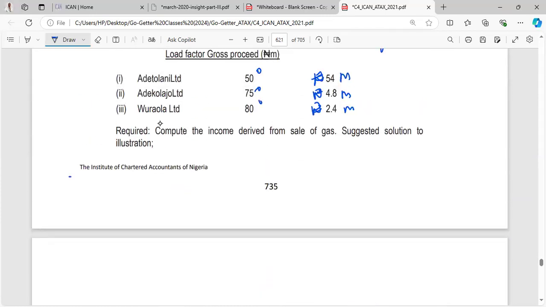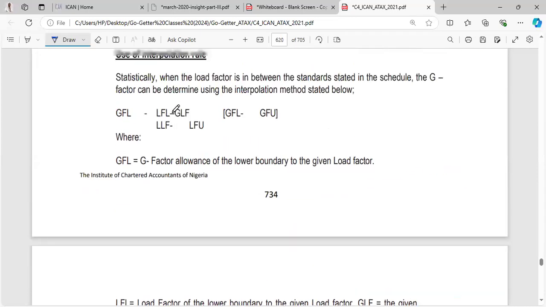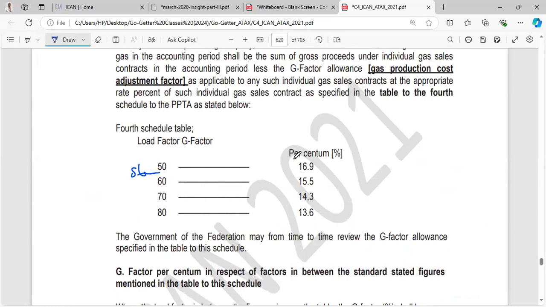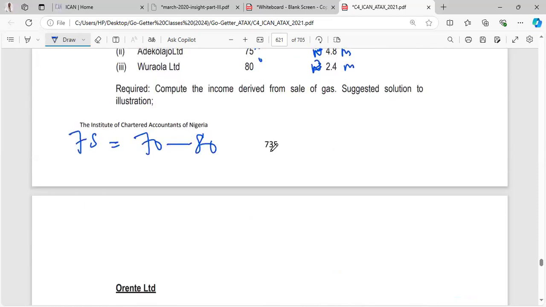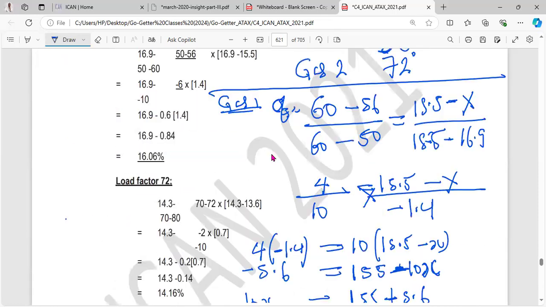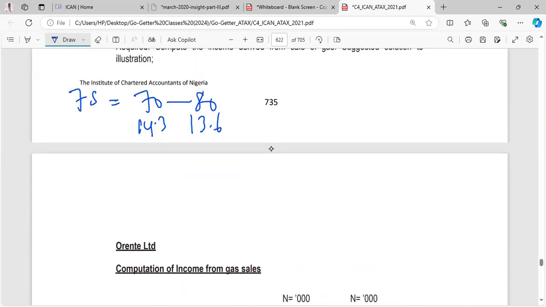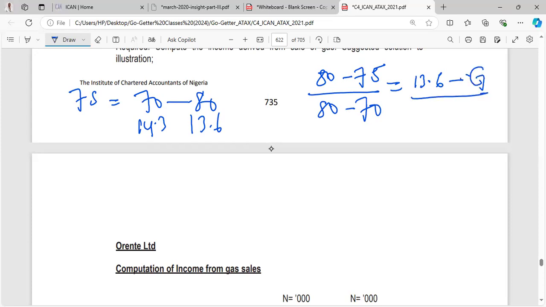So we say 75 is between 70 and 80. For 70, what is the factor? 14.3. For 80, 13.6. So now let's calculate what 75 would be. We say it's going to be 80 minus 75 all over 80 minus 70, which equals 13.6 minus G, let me call this one G, all over 13.6 minus 14.3.